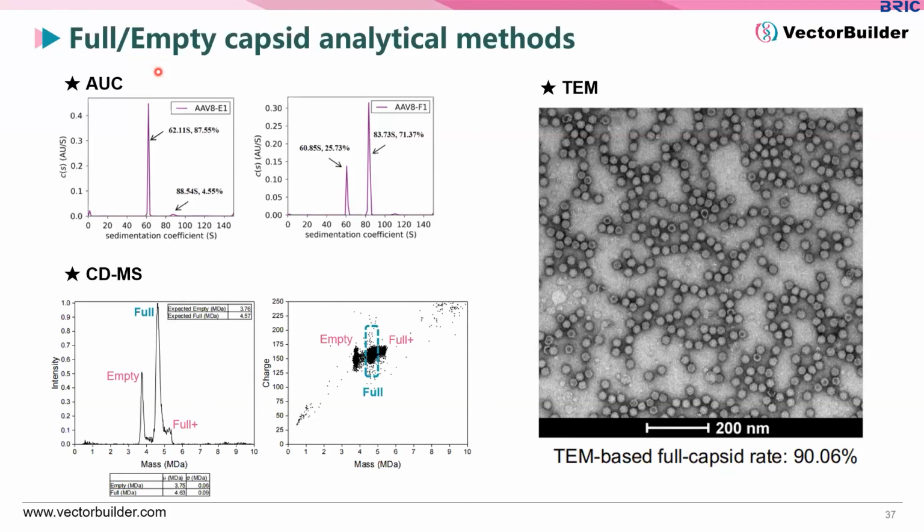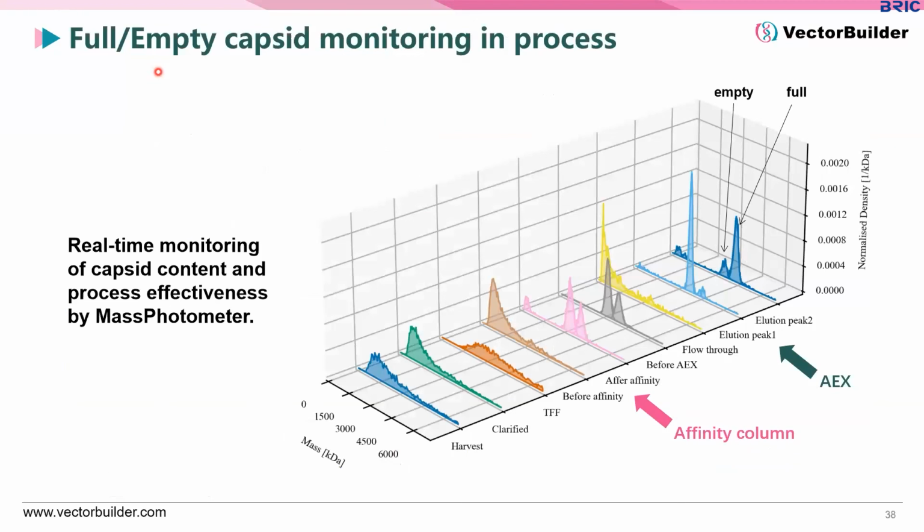And of course, we are also trying some very new technology, called mass photometry, to do real-time monitoring of the capsid contents. This is to monitor the effectiveness of our process. For example, the graph shown here is samples taken between each step of our downstream purification of our GMP AAV vector. As you can see, after the affinity column in pink, we can see that the impurities have been significantly reduced already. And then after anion exchange, we have successfully separated a portion of AAV that has a much higher full capsid ratio than empty capsids.